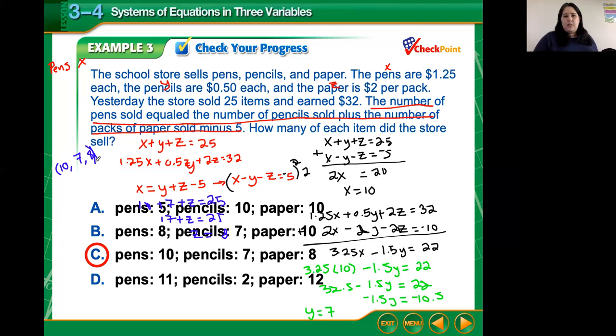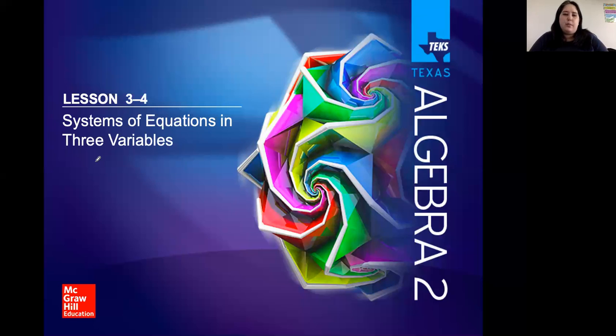That is the end of our lesson. So that is variables and system of equations in 3 variables.